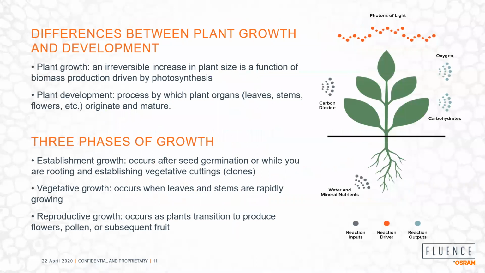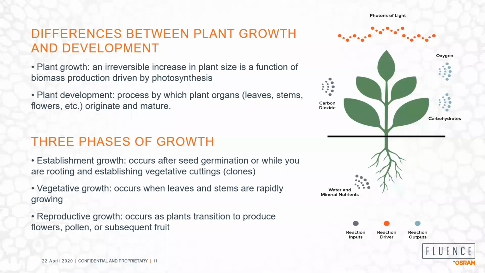So how does the plant utilize this light? First, we need to understand the difference between plant growth and plant development. Plant growth is an irreversible increase in the size of the plant, and it's also a function of how much biomass is being produced and driven by that photosynthesis. The next, like I said, is plant development. This is a process by which the plant's organs, or leaves, stems, and flowers, are originating and maturing.